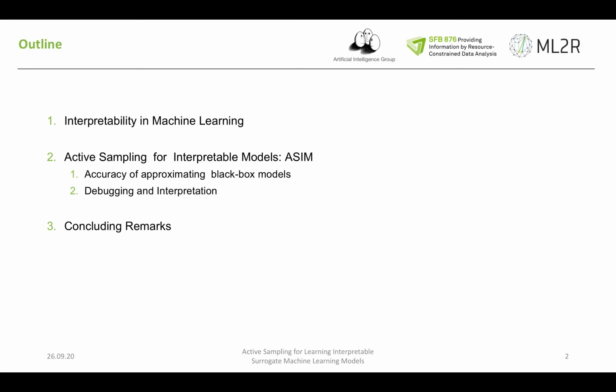First, I will talk about interpretability in machine learning, some definitions and state of the art. Then I will present our approach entitled ASIN, Active Sampling for Interpretable Models, and show you the results we achieved in terms of approximating black box models, some aspects of debugging and interpretation, and finish with some concluding remarks.